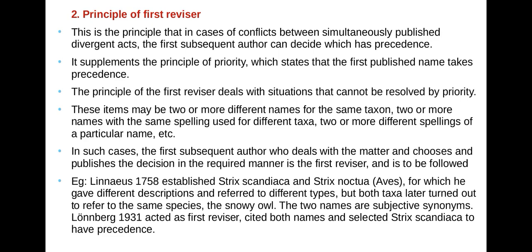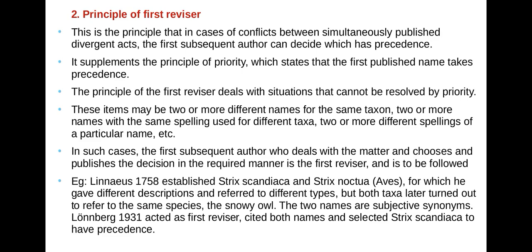Then the principle of first revisor. This is the principle that in case of conflicts between simultaneously published divergent acts, the first subsequent author can decide which has precedence. It supplements the principle of priority, which states that the first published name takes precedence. The principle of the first revisor deals with situations that cannot be resolved by priority.